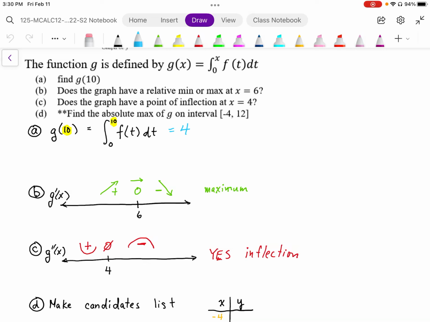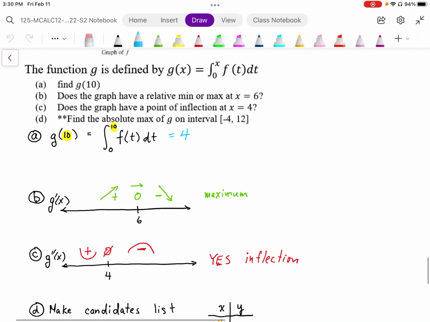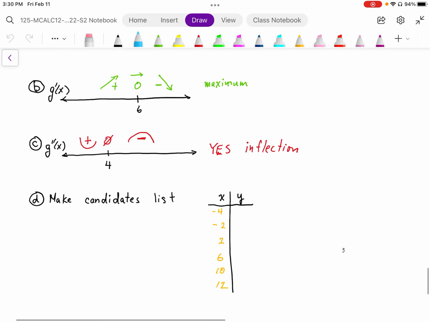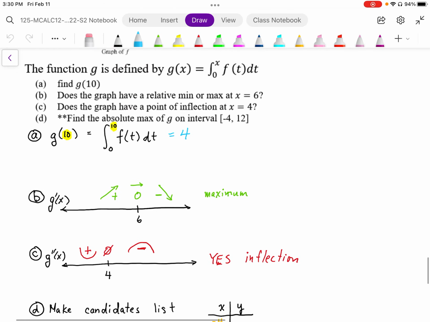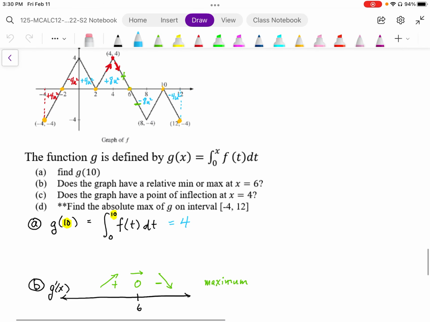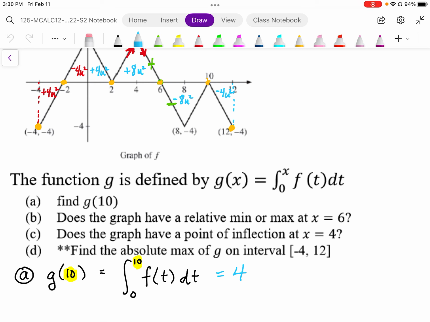Part D of this question asks us to find the absolute max of g on the interval -4 to 12. So to do that, we need a candidates list. So I need to make a list of possible coordinates. Now I've made the list already, but they're based on, first of all, endpoints. So -4, I've marked them in kind of orange here, -4 and +12.